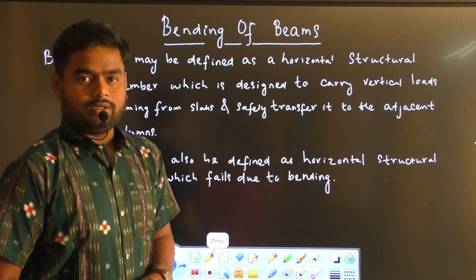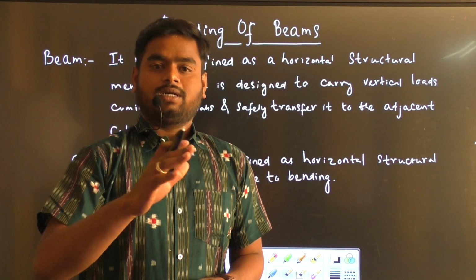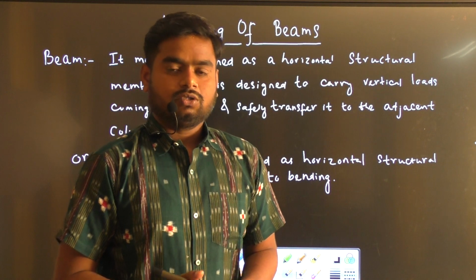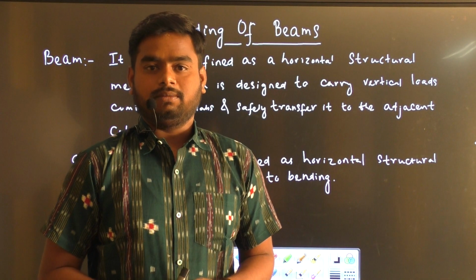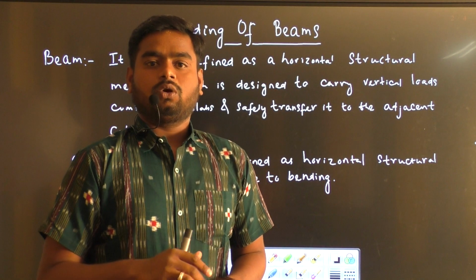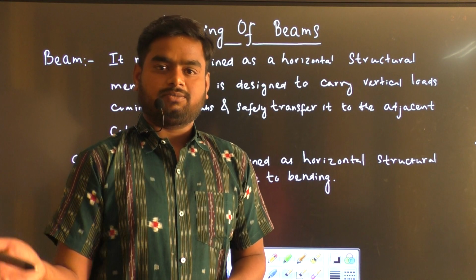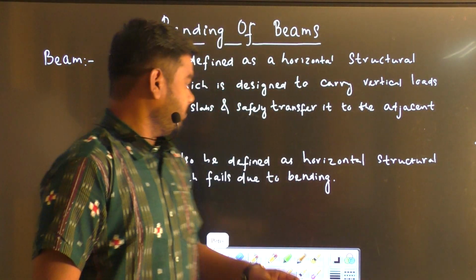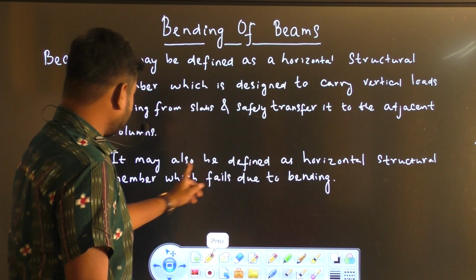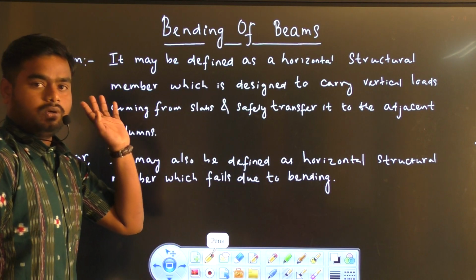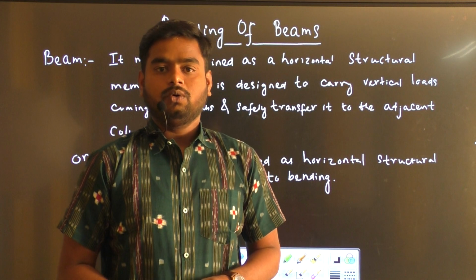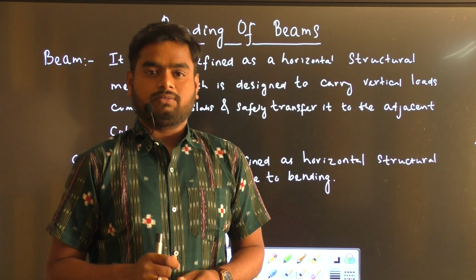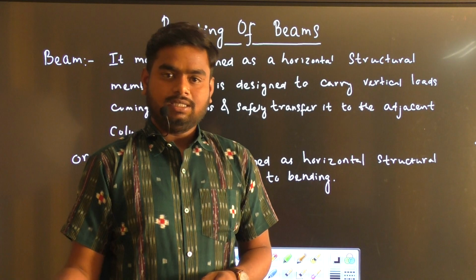So all of you must know that the loads coming from the slab will be transferred through the beams to the adjacent columns. So the primary function of a beam is to carry the load coming from the slab and to safely transfer it to the adjacent columns. And a beam will always fail due to bending only. So it may also be defined as the horizontal structural member which fails due to bending only. And the primary function of the beam is to carry the vertical loads coming from the slab and to safely transfer them to the adjacent columns.